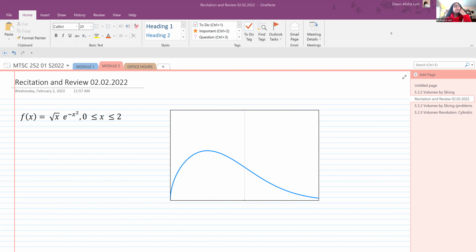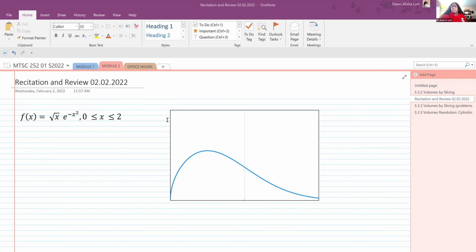Okay, so I want to just talk a little bit about what we did yesterday, which was the volume by slicing and the volume by disc. And the problem that I want to work on, the base is going to be this region right here.